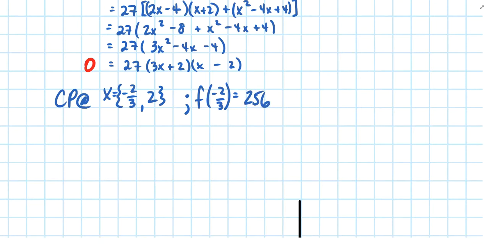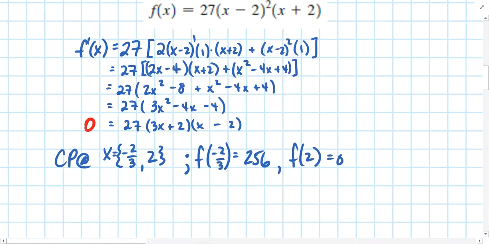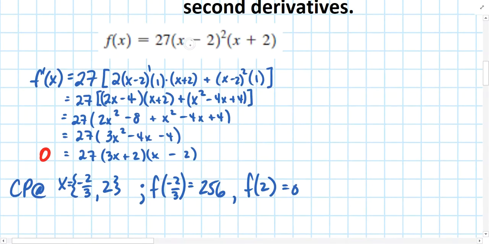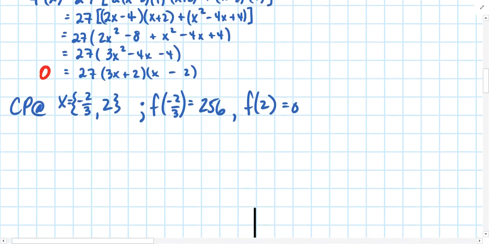And when I do evaluate the original function at negative 2/3, I get a result of 256. And when I evaluate the original function at positive 2, I end up with 0. That one I didn't need the calculator for because of this 0 right here.